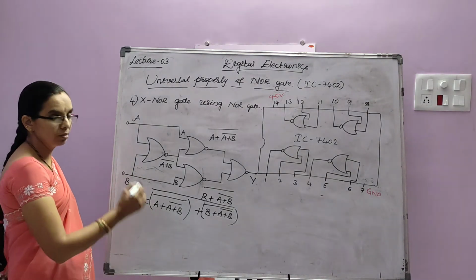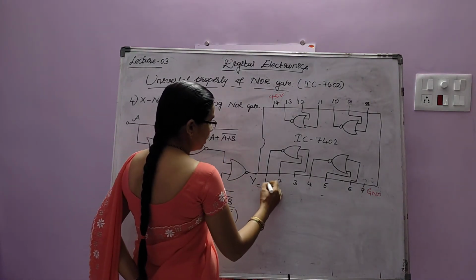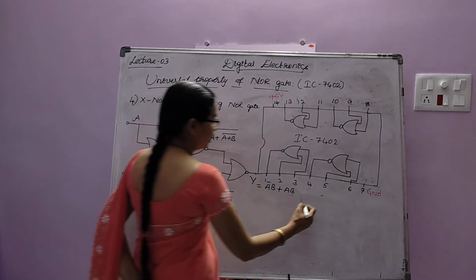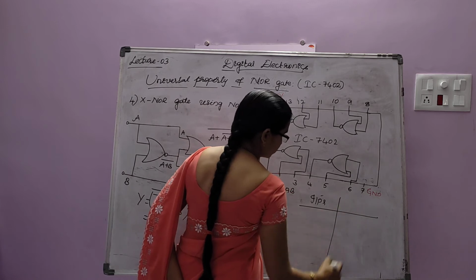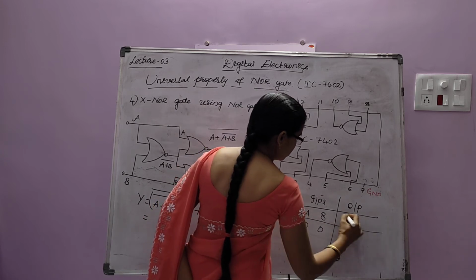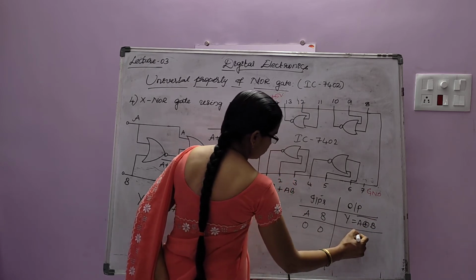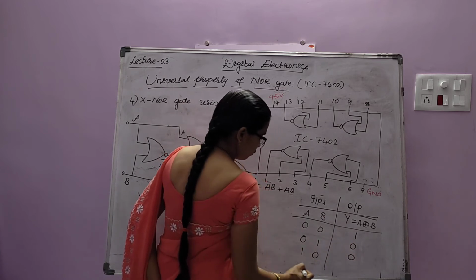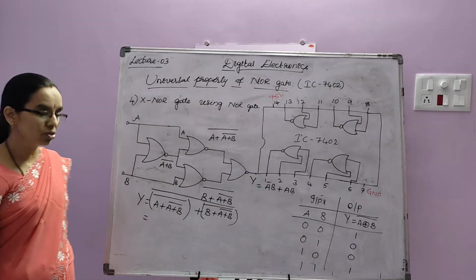So we have to simplify this to get what should be our output. The XNOR gate output should be A bar B bar plus AB. The truth table tells us, if A and B are the inputs, Y is equal to A XNOR B. For 0 0 it is 1, for 0 1 it is 0, for 1 0 it is 0, for 1 1 it is 1. This is the truth table of the XNOR gate.